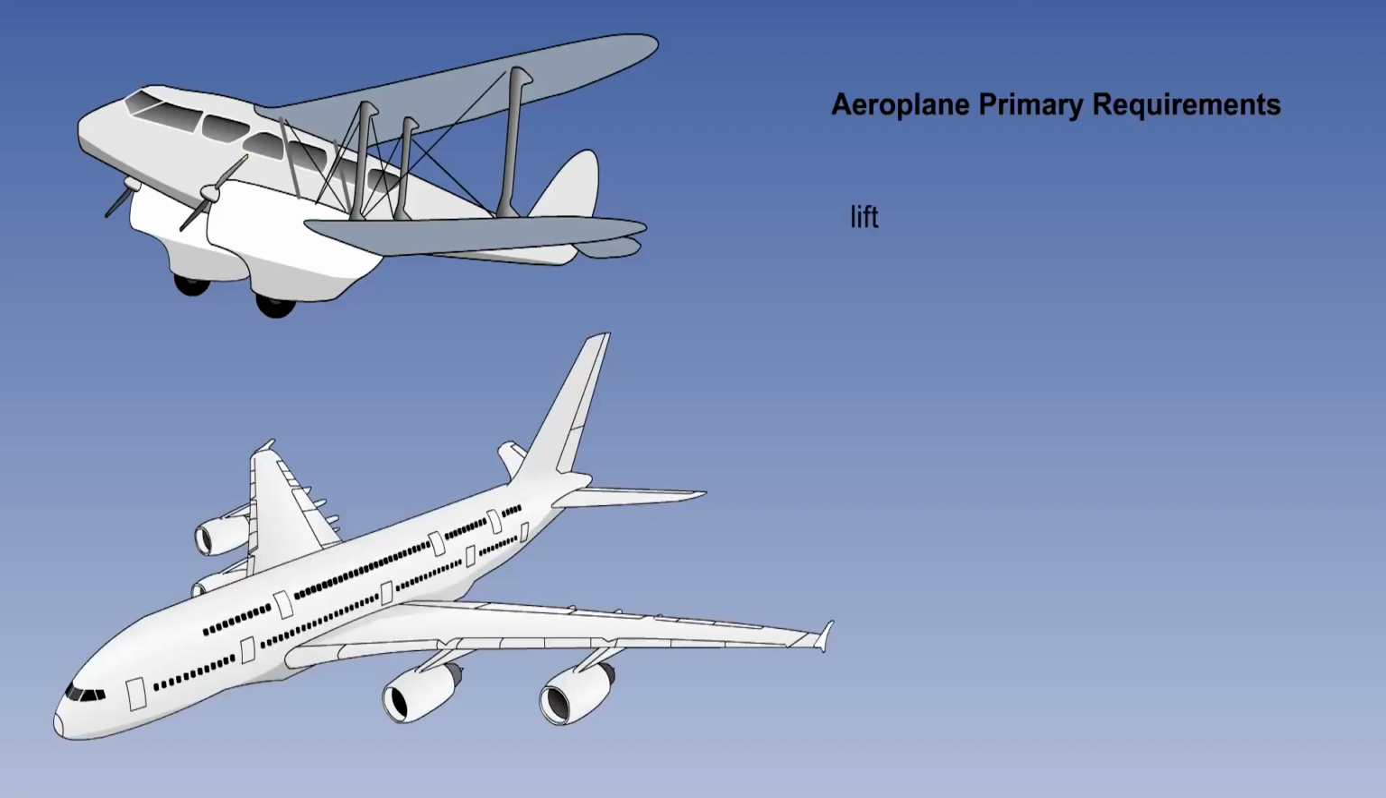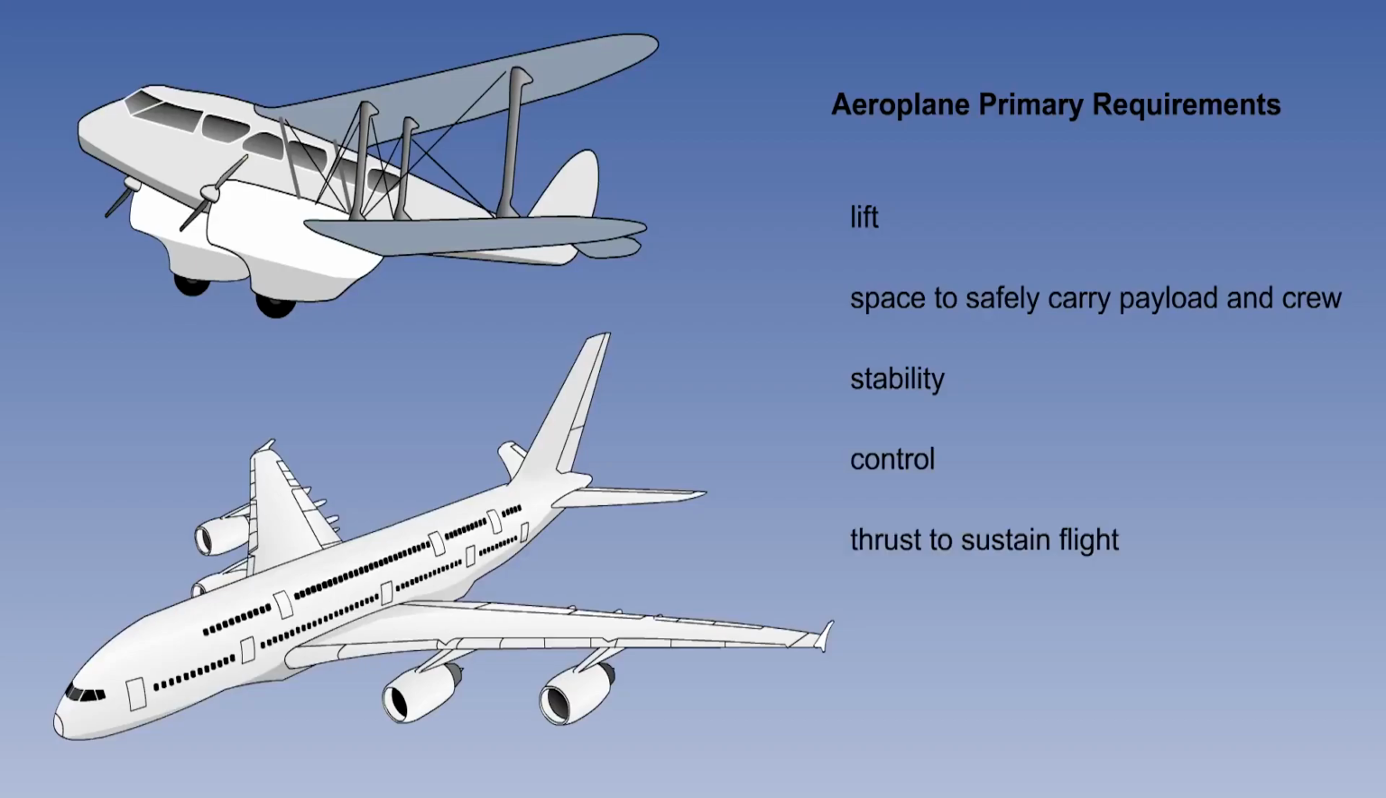These are a force, lift, which enables the aeroplane to fly in the air; a safe and protective space in which to carry the payload and crew; stability, enabling the aeroplane to naturally continue in the same direction; control, to change the aeroplane's direction and position in the air; and a force, thrust, which can propel the aeroplane forwards for the required length of time. These are therefore the 5 primary requirements that must be met by all powered aeroplanes.